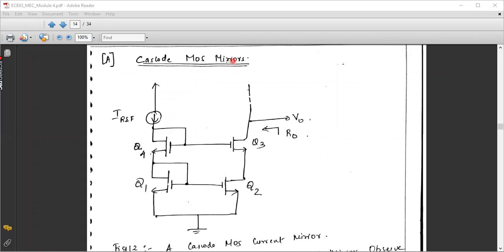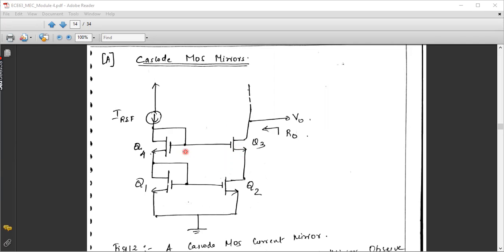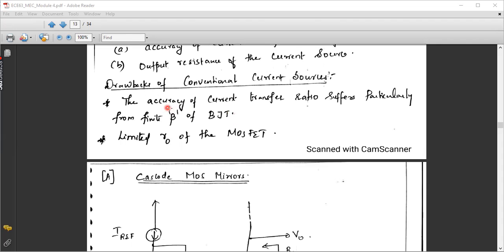So this is the cascode MOS mirror, which is one special kind of mirror circuit that is going to address our problems. So here you can see the mirror circuit is formed by using BJT or MOSFET. Which device have I used here, students? I told you a mirror circuit can be designed using conventional BJTs as well as MOSFETs. If we are using BJTs, then what will be the problem? The current transfer ratio will not be 1:1. That precise 1:1 ratio cannot be maintained because of the finite beta effects.